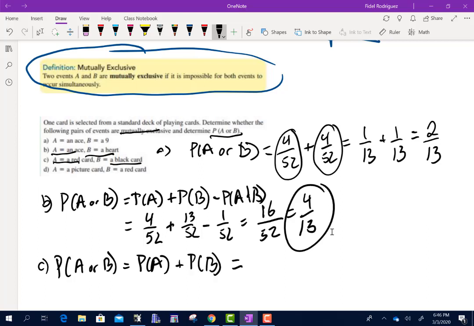Okay. How many of them are red? Half. How many are black? Half. What's the probability? 1. You're guaranteed to get either a red or black card, right? There's no other options.